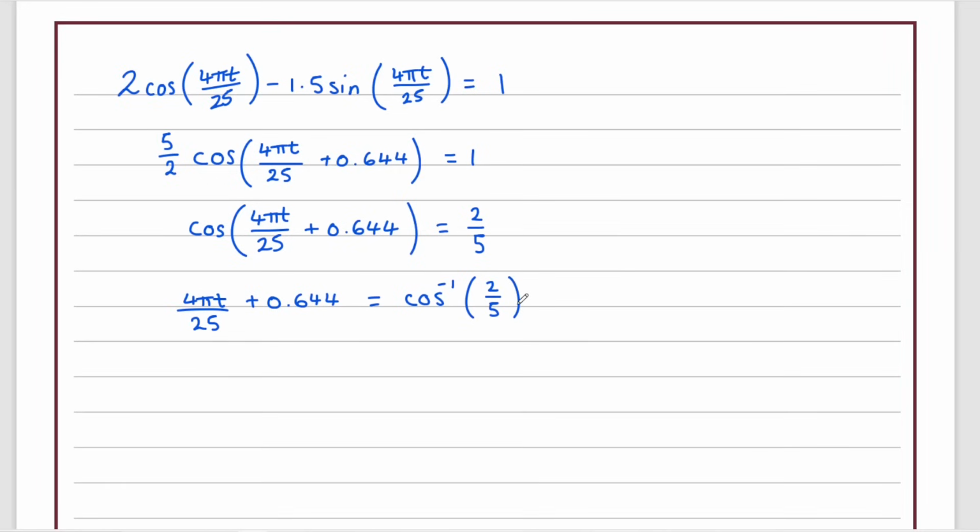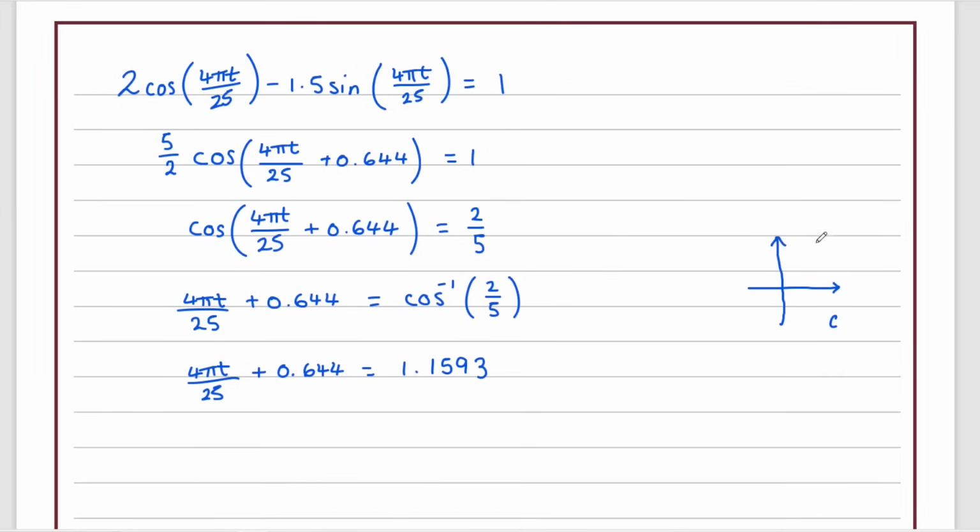Okay. So obviously, we need to put this now into our calculator. Again, just to ensure that you're working in radians rather than degrees. So I get 4 pi t over 25 plus 0.644, and this is equal now, so again just put this into your calculator. If you do this correctly, what you should find then is we get 1.1593.